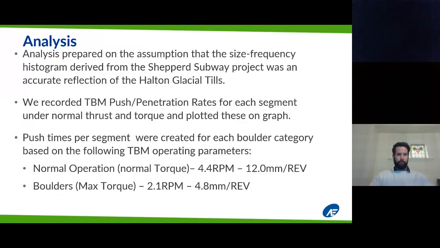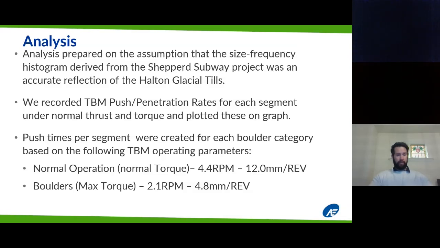So for the analysis, let me start off by saying our analysis was prepared under the assumption that the size frequency histogram that we derived from the Shepherd Subway project was an accurate reflection of the halting glacial tills. And this was agreed between the client, the consultant, and the contractor. So this was the basis of how we proceeded forward. We recorded the tunnel boring machine push/penetration rates for each of the segmental liners. And these were recorded under the normal thrust and torque, and we plotted these on a graph.